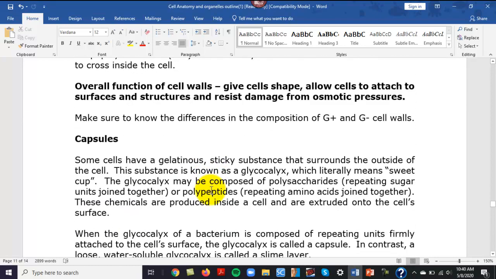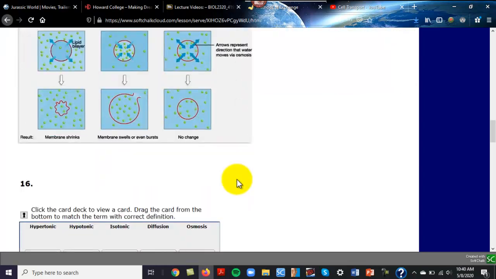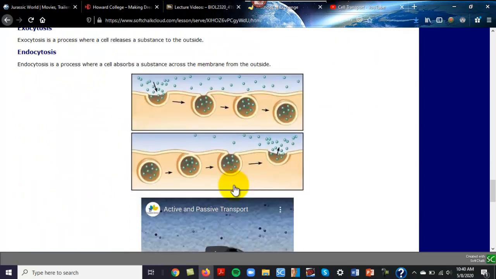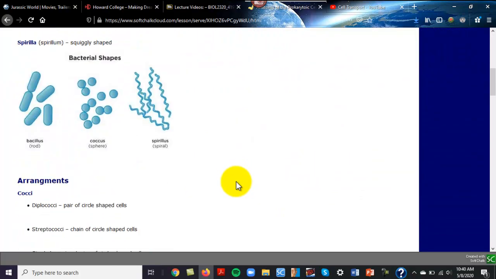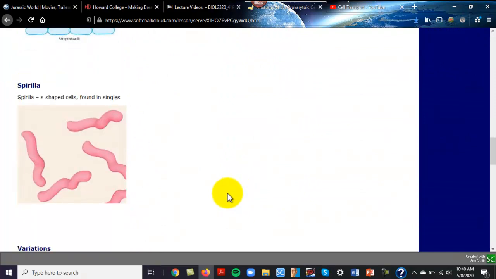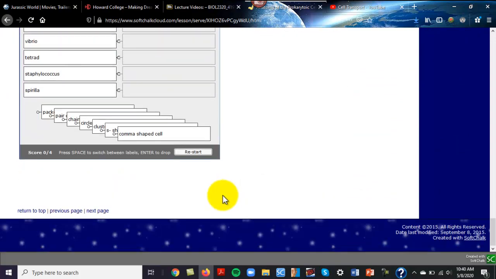Now, this is one thing that is different. Bacteria actually have two different kinds of cell walls, and it has to do with when you stain them and how penicillin affects them. Let me go to the next page.